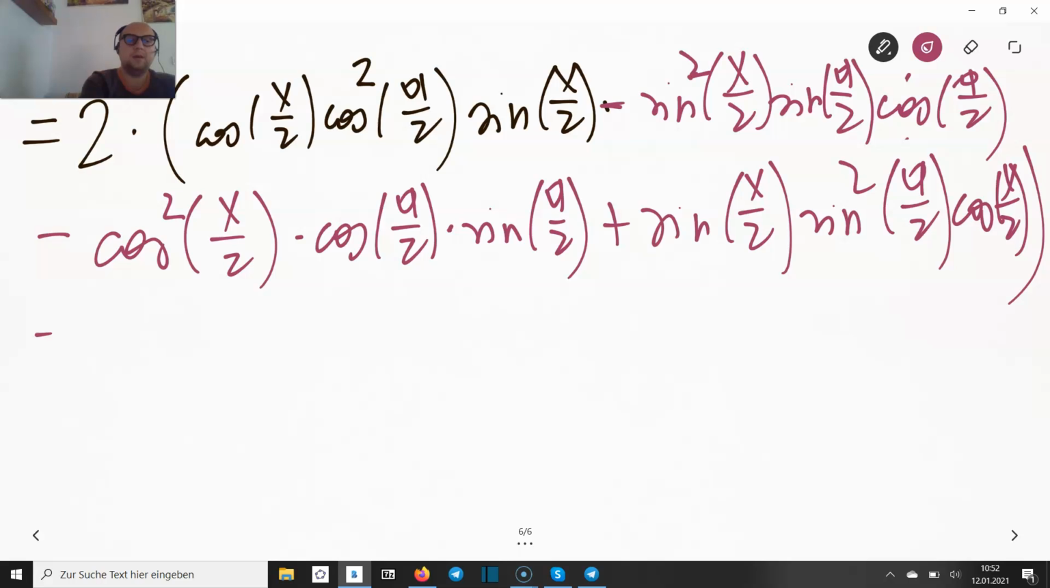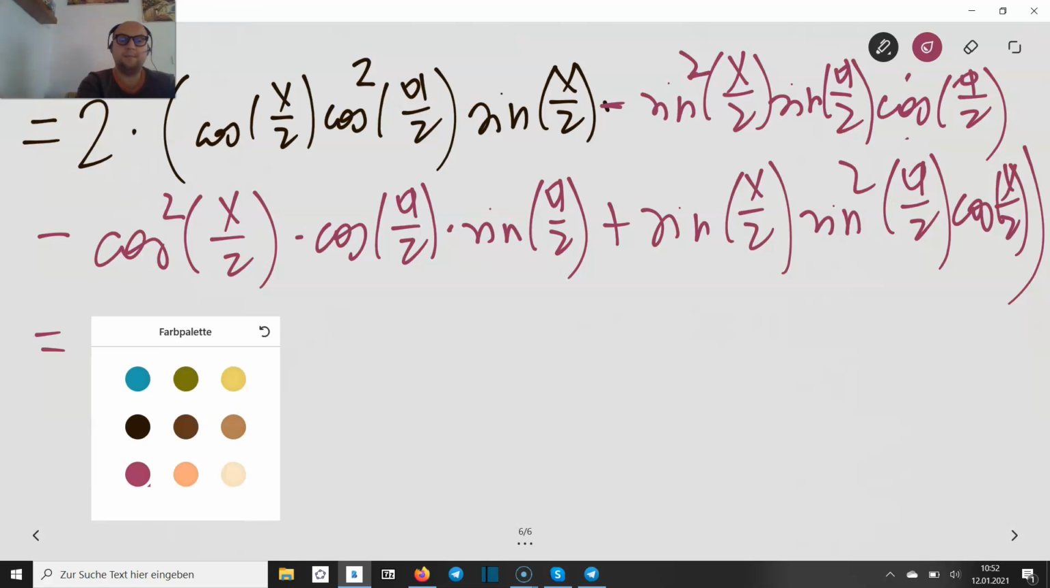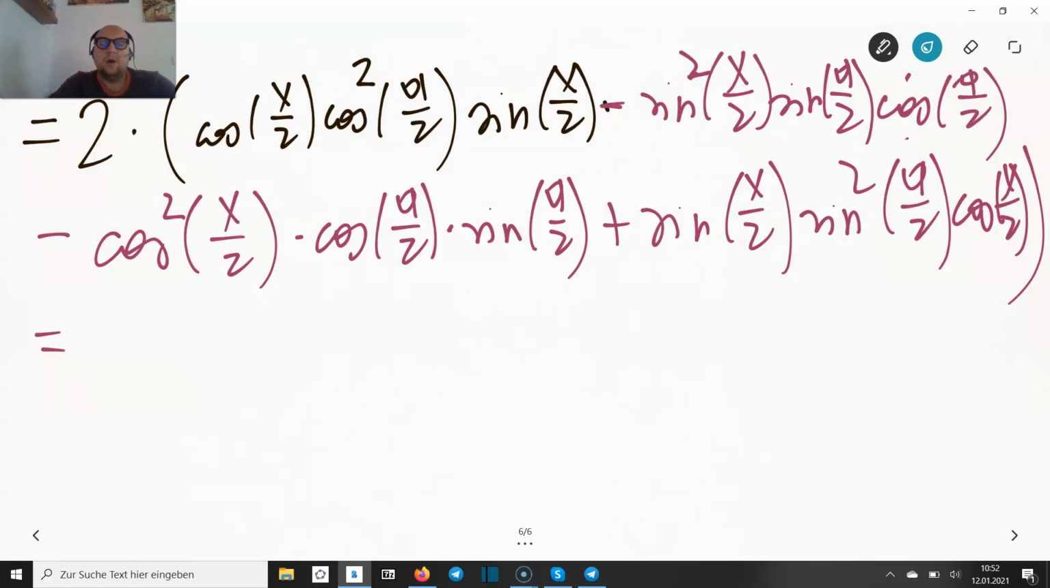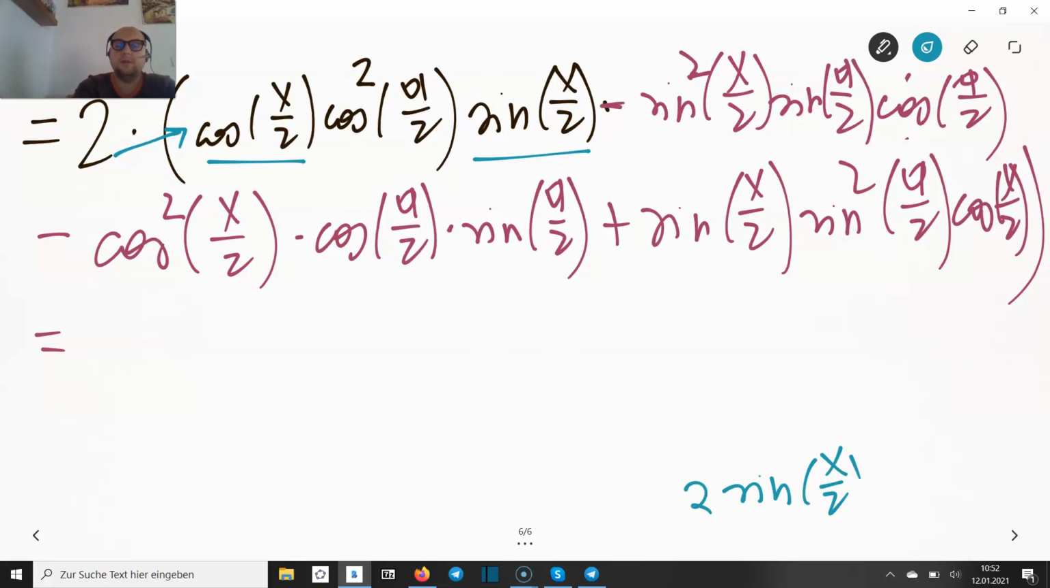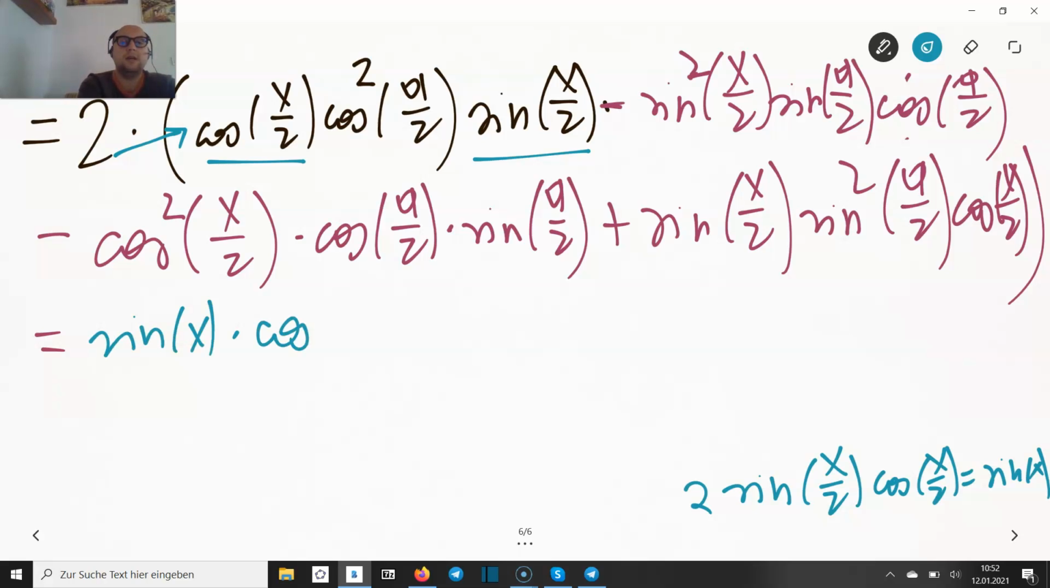Okay. Can we now simplify it somehow? Let's see. If we solve the parentheses and we put 2, for example, here, we can bring it together. It's going to be 2 sine of x divided by 2 cosine of x divided by 2. And maybe you remember the formula: 2 sine of x divided by 2 cosine of x divided by 2 is just sine of x. So this is what I have here: sine of x times cosine squared of a divided by 2.